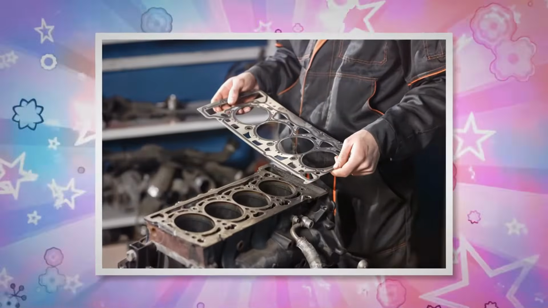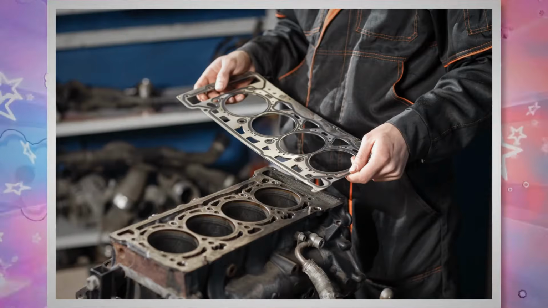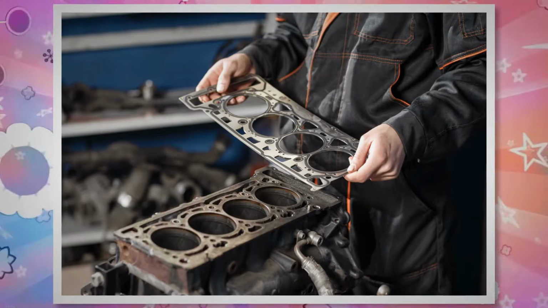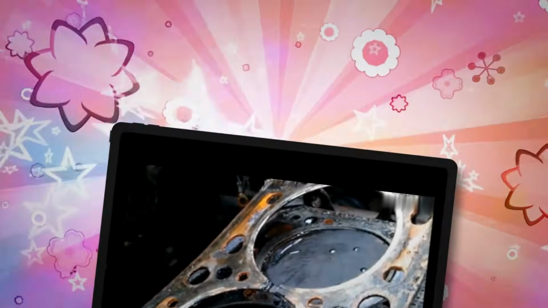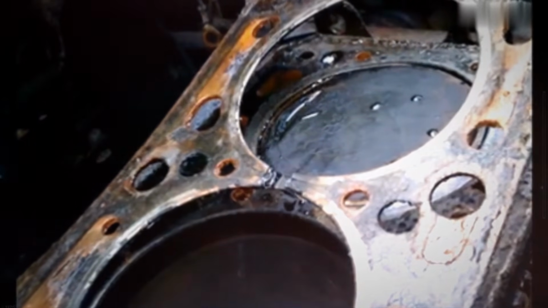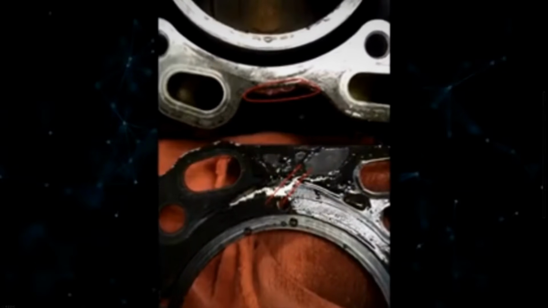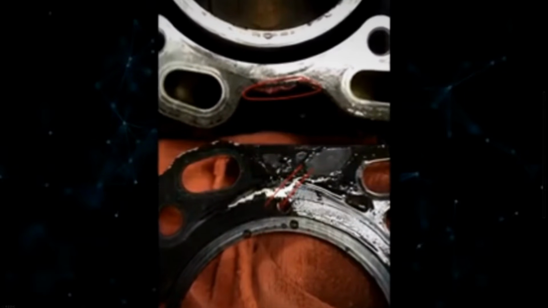The head gasket is located between the engine block and the cylinder head. It keeps the oil from mixing with the coolant. When a head gasket fails, oil can leak into the cooling passages and then end up in the coolant. This results in the brown sludge that can be seen in the top of the radiator and the coolant reservoir.